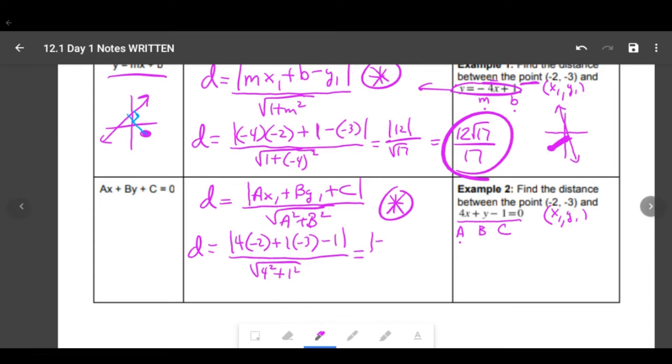In looking at this, if I clean up the top, now I get the absolute value of negative 12, over the square root of 17. The absolute value is going to make it positive. I rationalize. Look at that. Same exact answer. Run out of room, so I'll just squeeze it right in there.